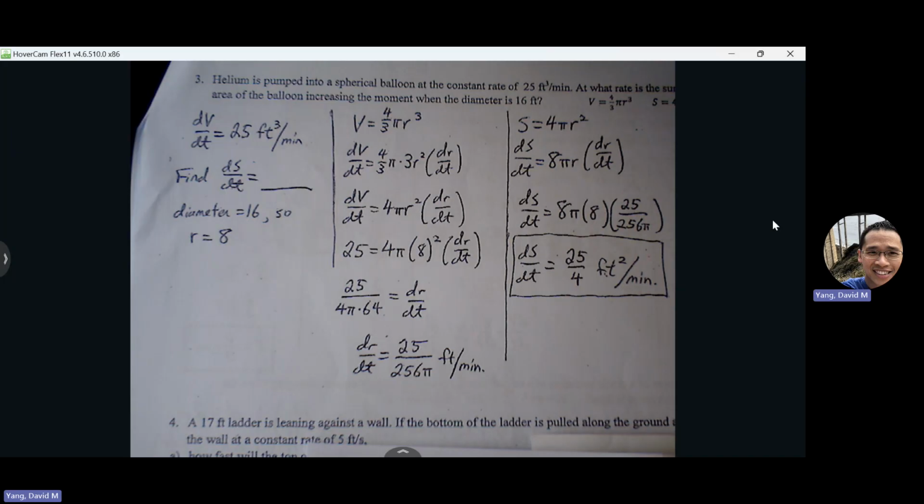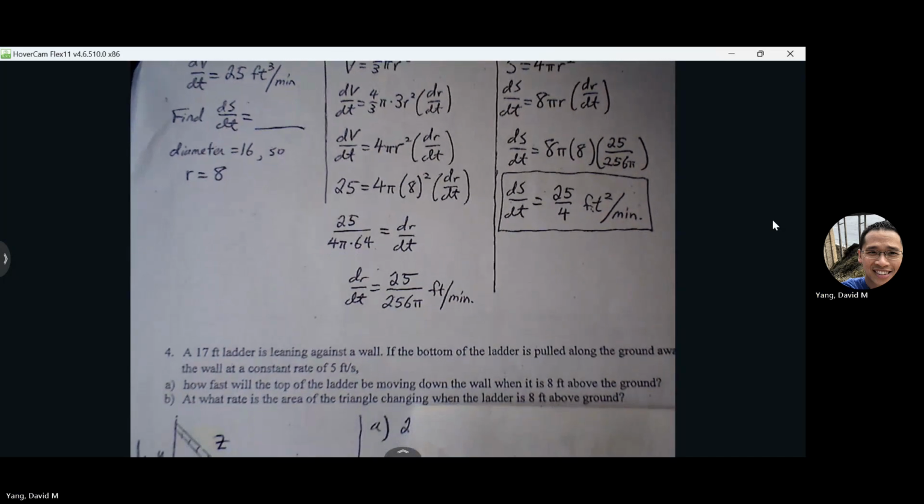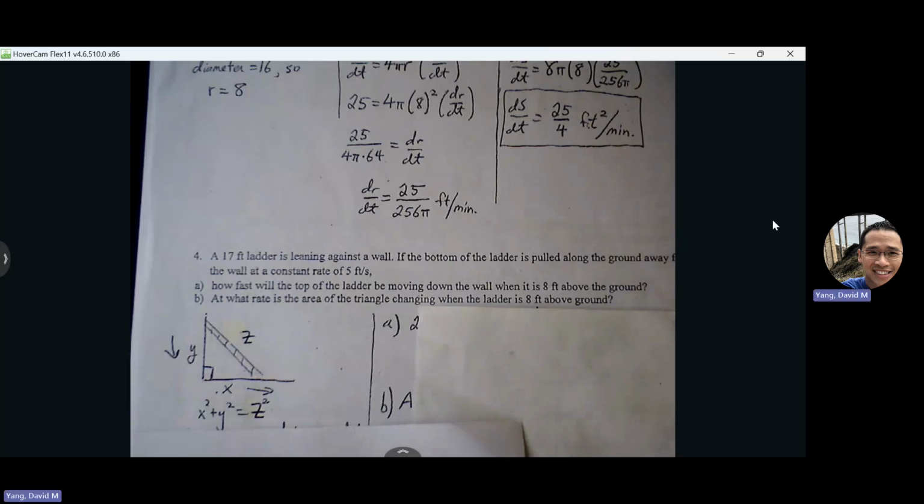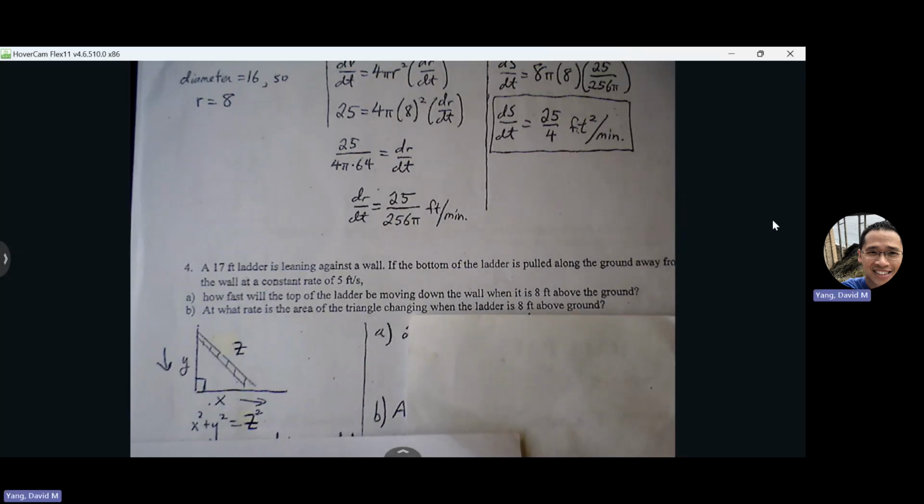Okay, any questions with 3? Okay, let's try 4. This is our ladder problem. X squared plus y squared equals z squared. Find your derivative. Three variables will show up, and you're just trying to figure out what pieces you have to get to your missing variable.